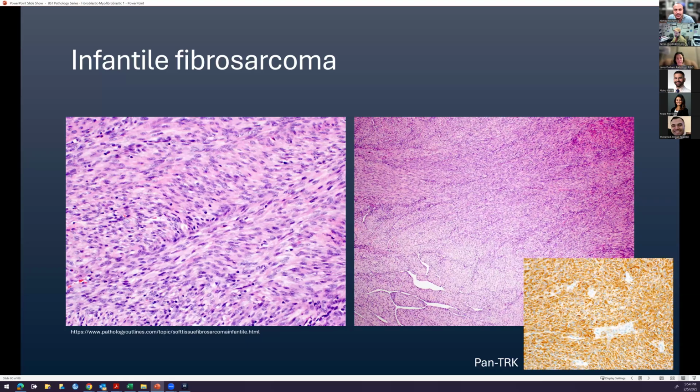And then pan-Trk is very commonly positive, right? Like we mentioned, S134 for any NTRK-related tumor is kind of co-positive very commonly as well.